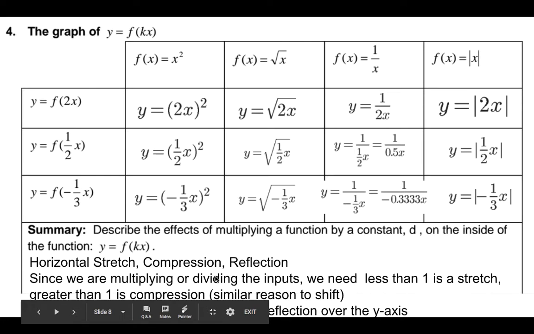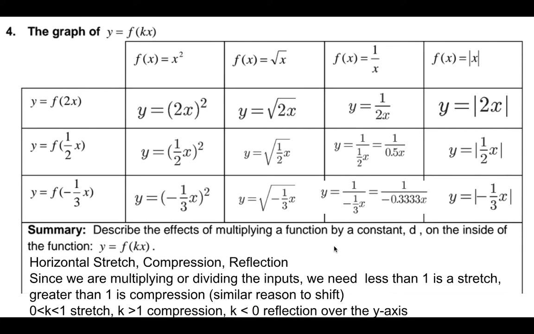K is inside. If you have greater than 1, since we're multiplying or dividing the inputs, less than 1 is a stretch. Greater than 1 is a compression. It's similar to the shift in that it's sort of the opposite of what you'd expect, but it's also because you're changing those inputs. If you're doubling the inputs, you want smaller ones to begin with. Like 1 doesn't correspond to 1 anymore. In this case, 1/2 will get you 1, because 2 times a half is 1, square root of 1 is 1. So it might be something to remember.